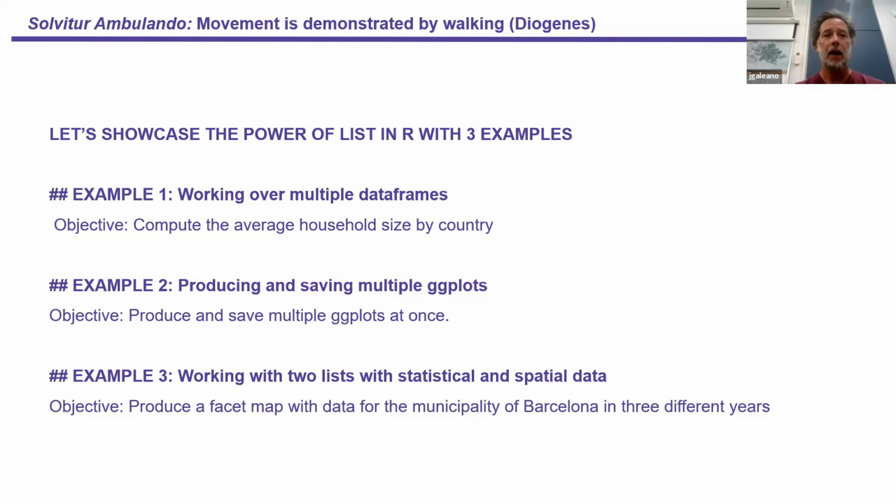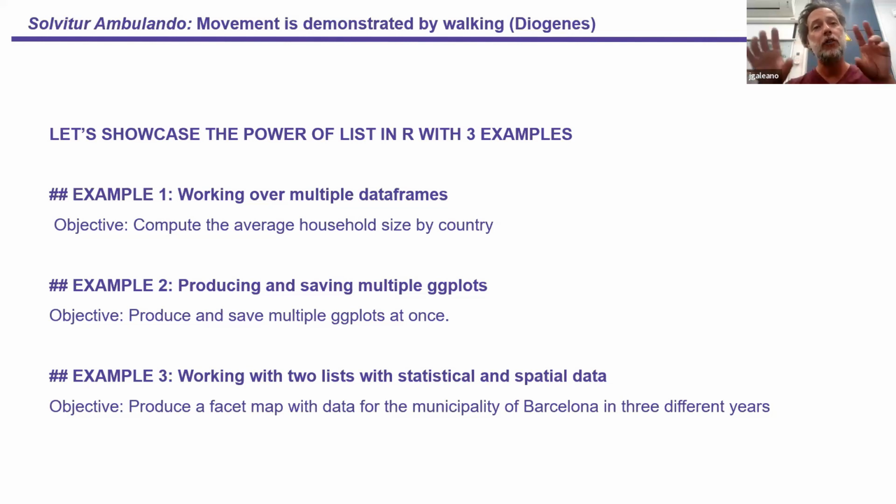And finally, I will also showcase an example in which we have two different lists, one with the statistical data and another with the spatial data, and how we can combine them to create a faceted map that you have, I think, in the folder. You have the final image, in which we have an image of Barcelona at 3 different points in time, computing the same indicator, but you need to be aware that the 3 shapefiles are different because the number of census tracts in Barcelona each year was different.